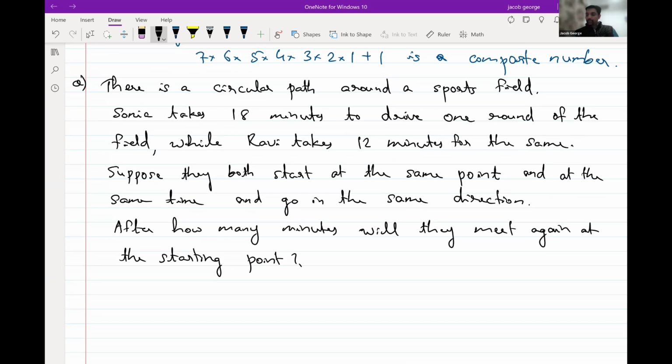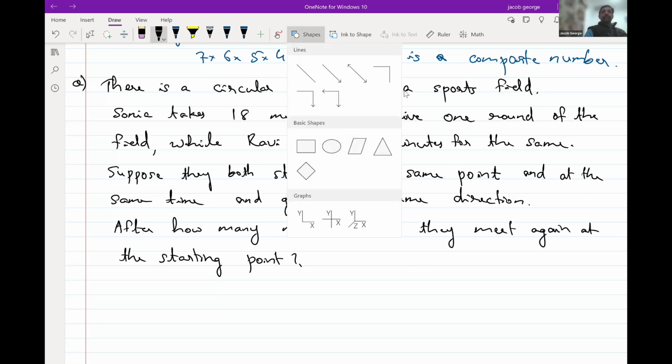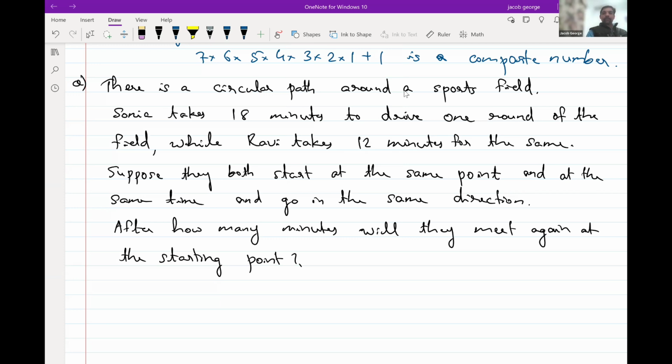So please read this question. You have seen stadiums for a sports field, right? In a sports field, there will be a football court in the middle and the grass field will be there. Around that, the circular path will be there. Normally elliptical or circular, but here it is given as a circular path. So there is a circular path around a sports field.